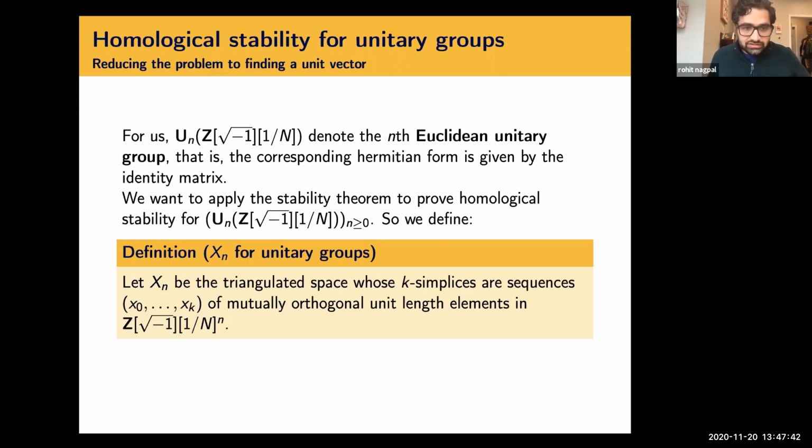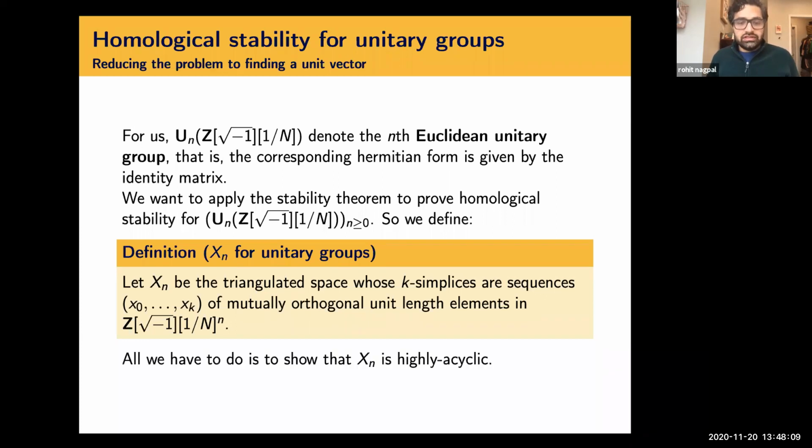So what we do is we define the k-simplices to be the sequences x0 to xk of mutually orthogonal unit length elements in this localized ring to the n, right? Yeah, so that's very similar to what we did for symmetric groups or the orthogonal groups, right? All we need to do is prove that this is highly acyclic, right?